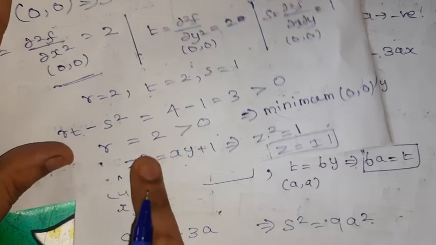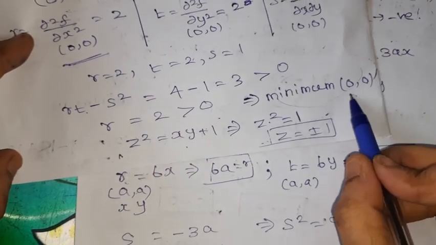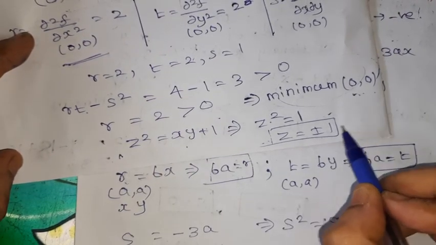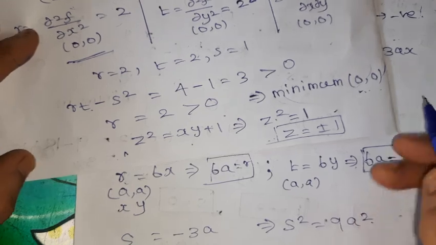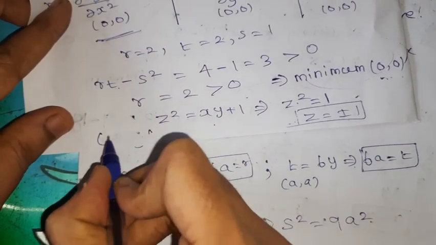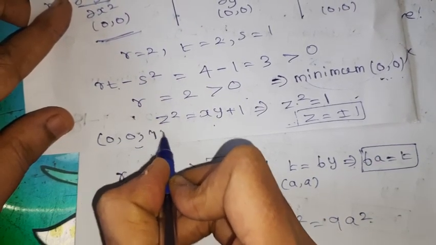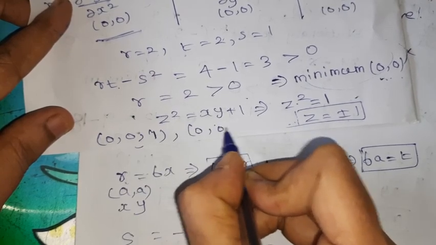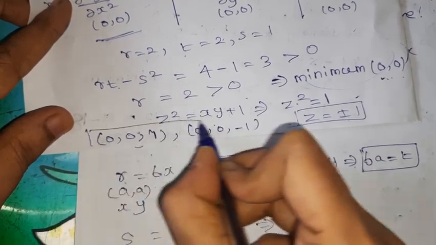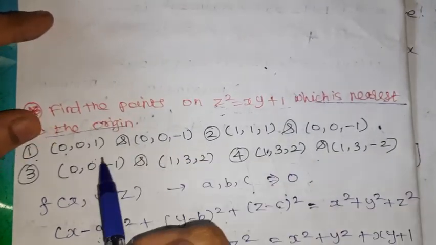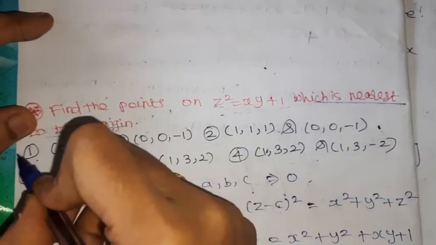So what is the point? Obviously, x and y point is 0, 0, so the points are 0, 0, plus 1 and 0, 0, minus 1. Option 1 is the right option.